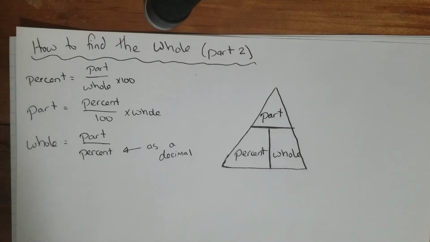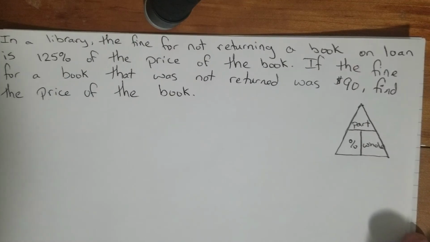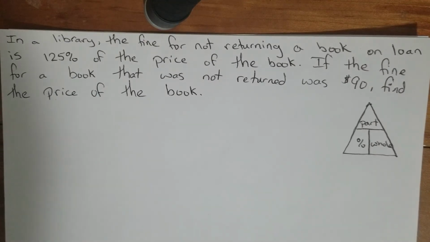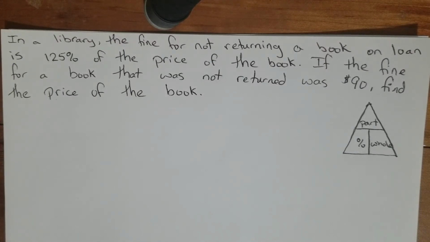Let's take a look at another example question to try to better understand how to figure out the whole from a question using the percent and the part. So here I have a question that states, in a library, the fine for not returning a book on loan is 125% of the price of the book. If the fine for a book that was not returned was $90, find the price of the book. So in this example, you really want to make sure that you're returning those books because not only are you paying for the entire price of the book, you're paying more than the price of the book.